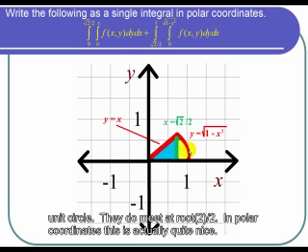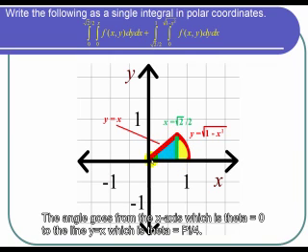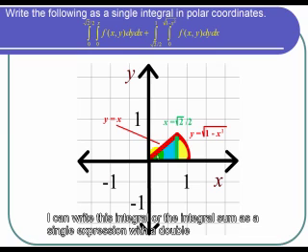So in polar coordinates, this is actually quite nice because we can think of a radius going from the origin, or from 0, to the circle, which is a radius 1. And the angle goes from the x-axis, which is theta equals 0, to the line y equals x, which is theta equals pi over 4.